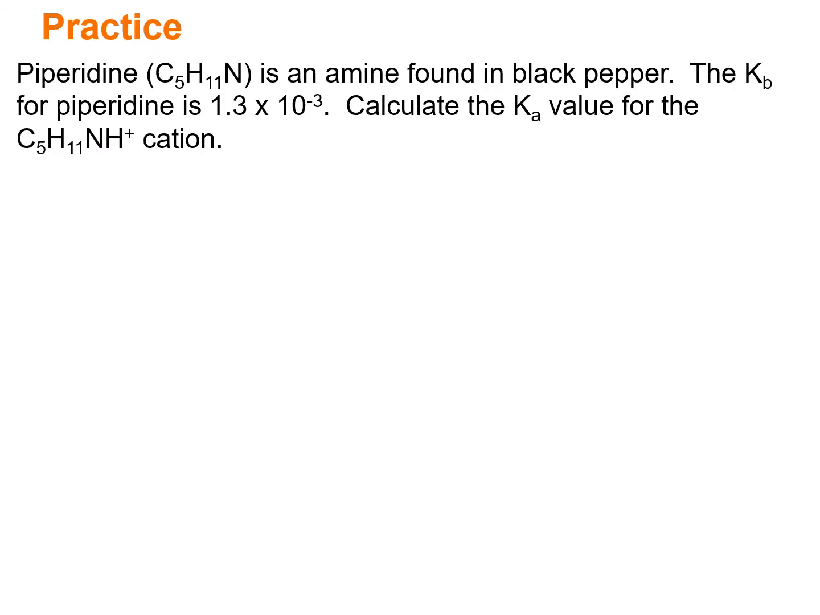So let's take this problem of piperidine. This is an amine, and it's what gives you that spiciness in black pepper, actually. It's not capsaicin in this case. And so piperidine has a Kb value of 1.3 times 10 to the minus 3. It asks us to calculate the Ka value for its conjugate acid.